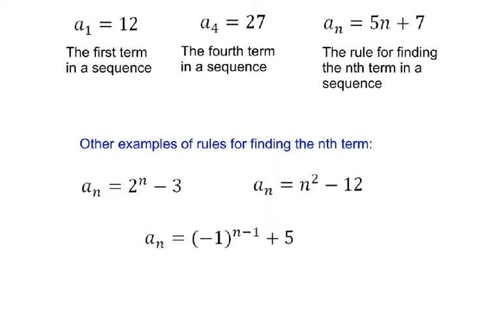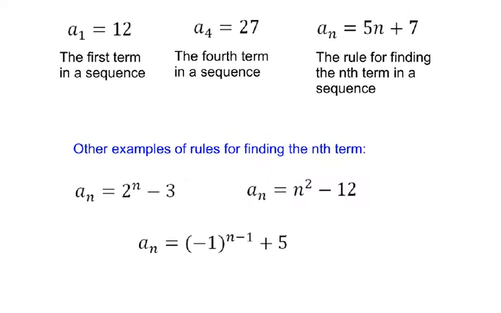Terms in a sequence are annotated by a sub something. So the first term in the sequence is annotated with an a sub 1. And then the fourth term is a sub 4.